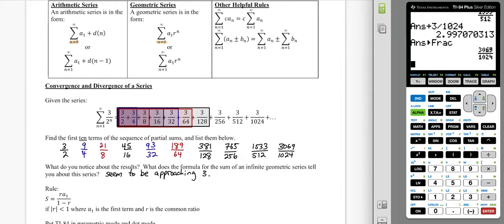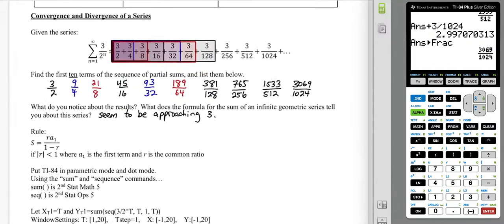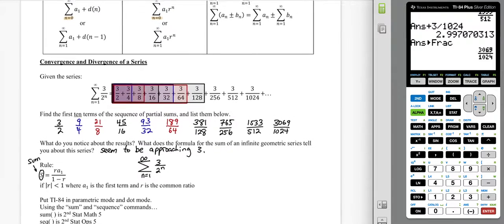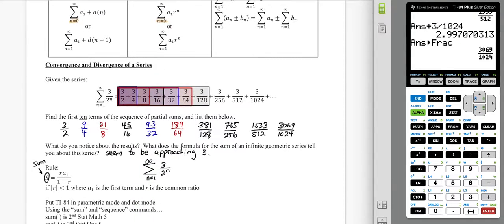So I'll just rewrite it here, just so I don't have to scroll back and forth. The sum as n goes from 1 to infinity of 3 over 2 to the nth power. So the rule that we're presented with here says the S for sum is going to be equal to R times A sub 1 over 1 minus R. And it's like, okay, so what is R and what is A sub 1 and all that?